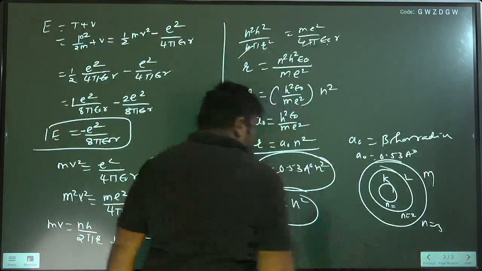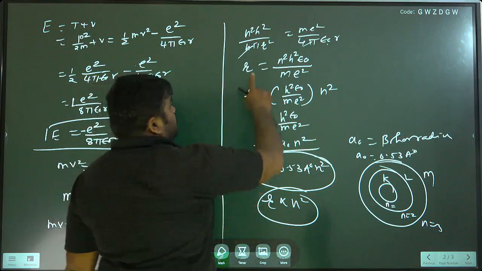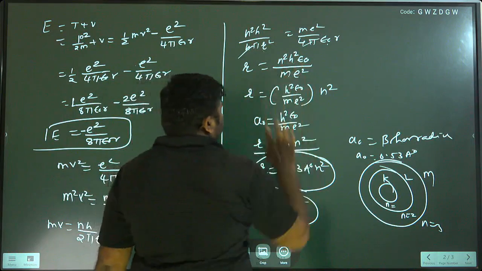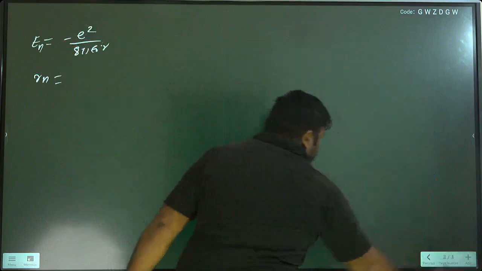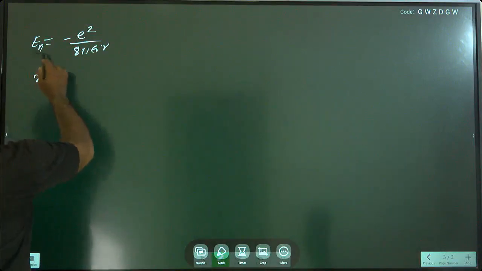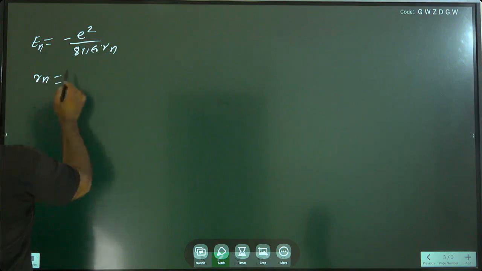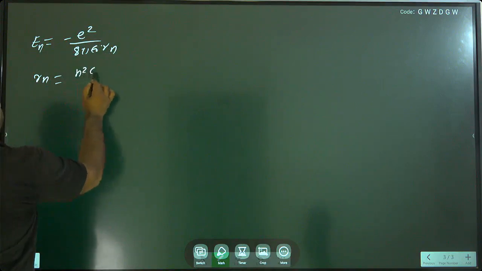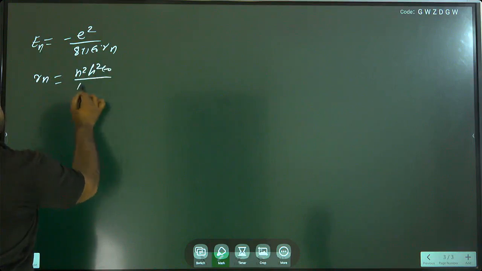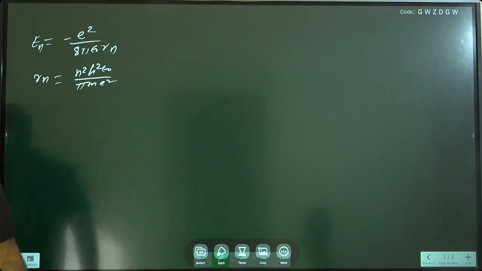And what is the radius for nth state? Radius for nth state, r is equal to n square h square epsilon naught upon m e square. Substitute here. Rn is replaced, and we can find out the energy for nth state. At that time we can do the radius also for nth state. Then Rn is equal to how much? n square h square epsilon naught upon pi m e square.